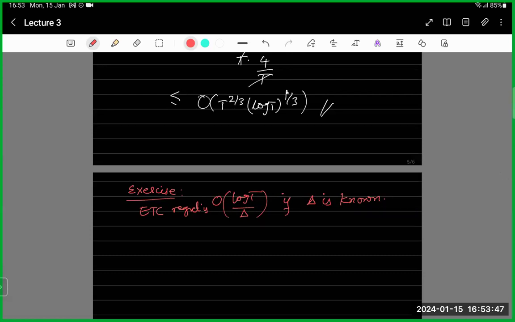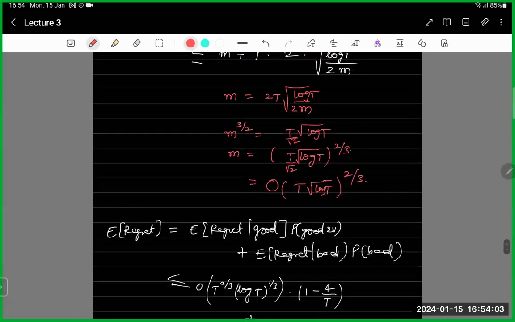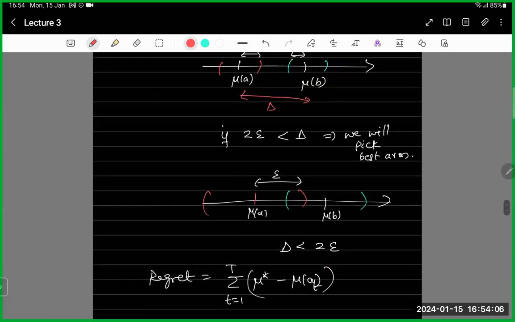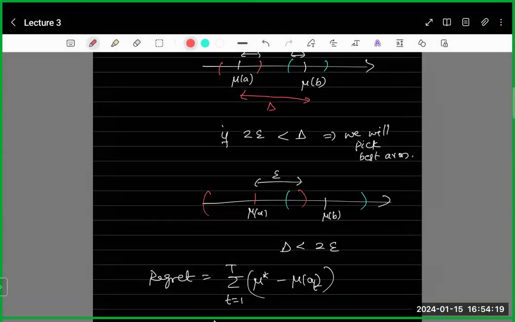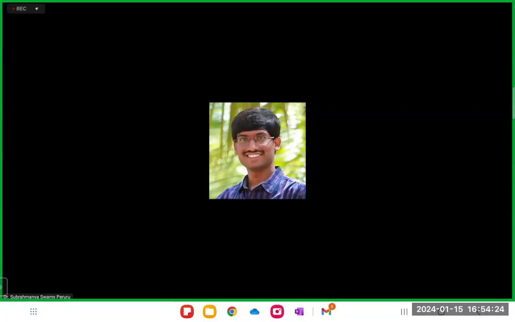You have to design the algorithm. What m you have to choose, you have to tell me. But if you choose m properly, using the information about delta, you can come up with an m which will give you a result of order of log T by delta. So you can take this as an exercise. Yeah, when you don't know delta, the best you can do is order of T power 2 by 3, with the log T factor.